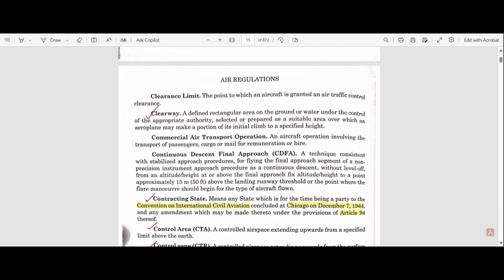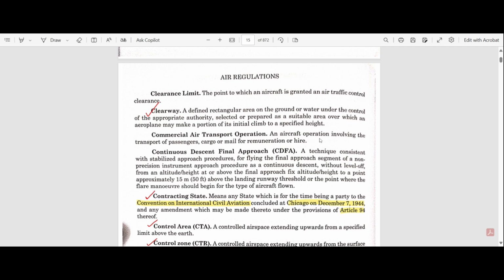Then is clearway. Clearway, it is a defined rectangular area, either on the ground or water, made suitable over which an aircraft will make its initial climb to a specific height. And this clearway is not actually visible to us, it is imaginary but free of obstacles, so the aircraft can make its initial climb to a certain specified height.